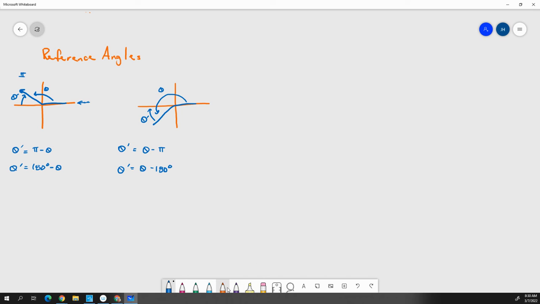Lastly, if it is in, say, over here, right? Think about this. My theta goes all the way this way. That is theta. My theta prime is just from here to here. Does that make some sense? It's whatever makes up that 360 degrees or that 2 pi. When you want to look for the theta prime here, that reference angle, you're going to go 2 pi minus theta. Or if we're talking degrees, you're going to go 360 minus theta. And that's how we're going to find those reference angles.